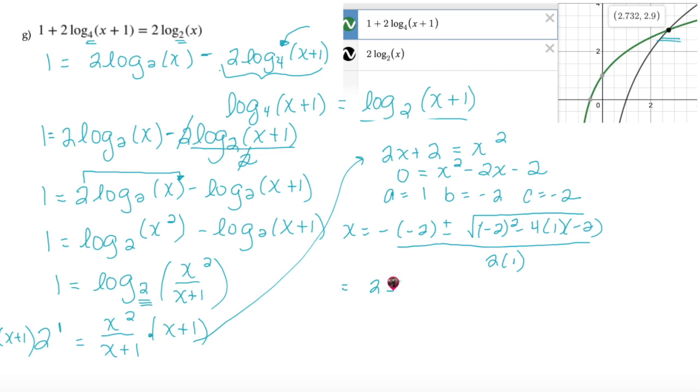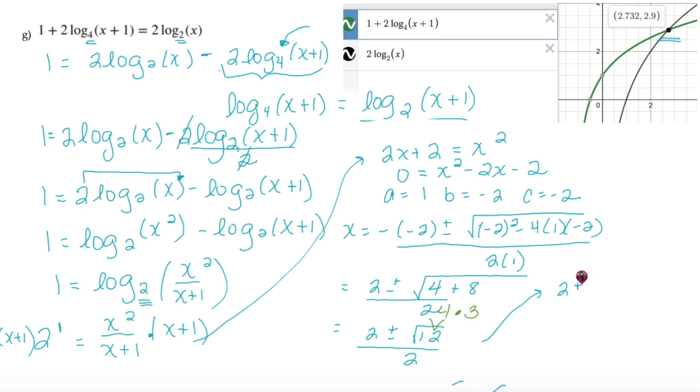or positive 2 plus or minus the square root of 4 plus 8 over 2, 2 plus or minus the square root of 12 over 2. 12 is the same as 4 times 3, and I can take the square root of 4. So 2 plus or minus 2 square root 3 over 2. I can factor out a 2 from my numerator, which would help eliminate the 2 in our denominator.